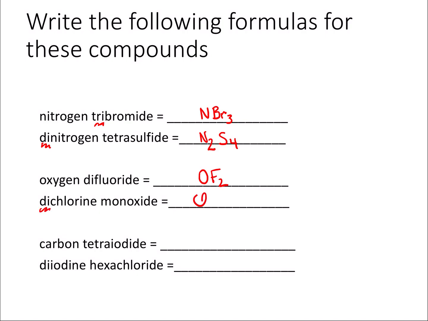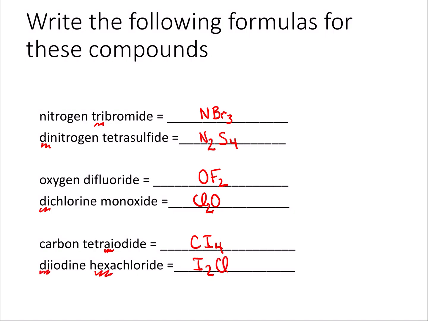Dichlorine monoxide. All right. Chlorine, oxygen. I have to put in the 2. Done. Carbon tetraiodide. That's awkward, isn't it? You know, that AI right there. Carbon, iodine, tetra. Diiodide hexachloride. Wow, you're speaking chemistry now. You've got I2, and hexa is 6.